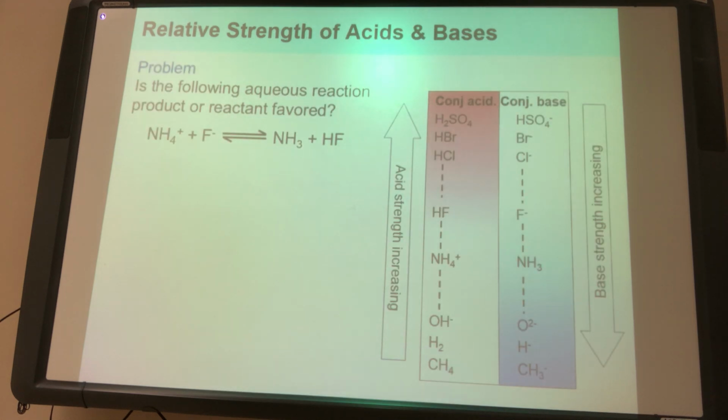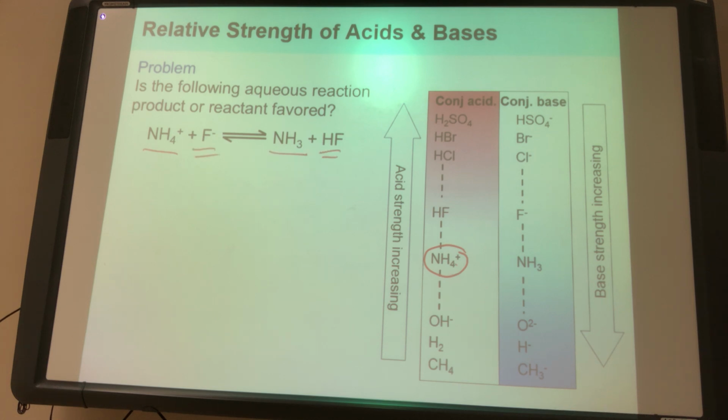All right, let's look at this problem. It says, is the following aqueous reaction product or reactant favored? It's going to be based on who's the strongest. So the strong guy is going to be the determining factor. So let's look. We've got NH4+. Here he is on our chart. So he's here. And who's his partner? Him. And then these guys are partners.